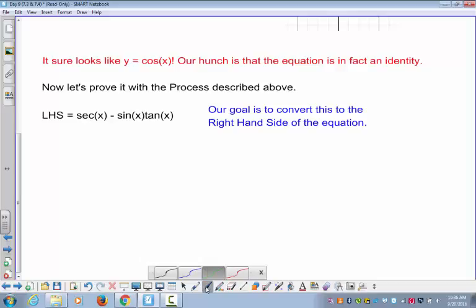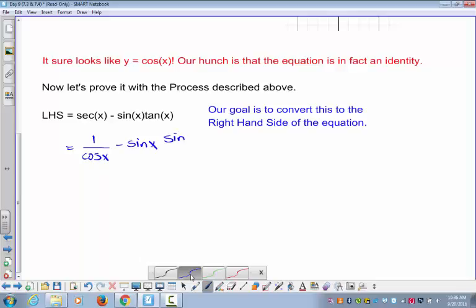So forget about the right-hand side. It's in our mind that we're trying to get to cosine, but we're not using that here. We're just going to manipulate this. So I do know that I want to end up with just cosine. I don't want secants and tangents. So the first thing that comes to my mind is let's turn everything into sines and cosines.